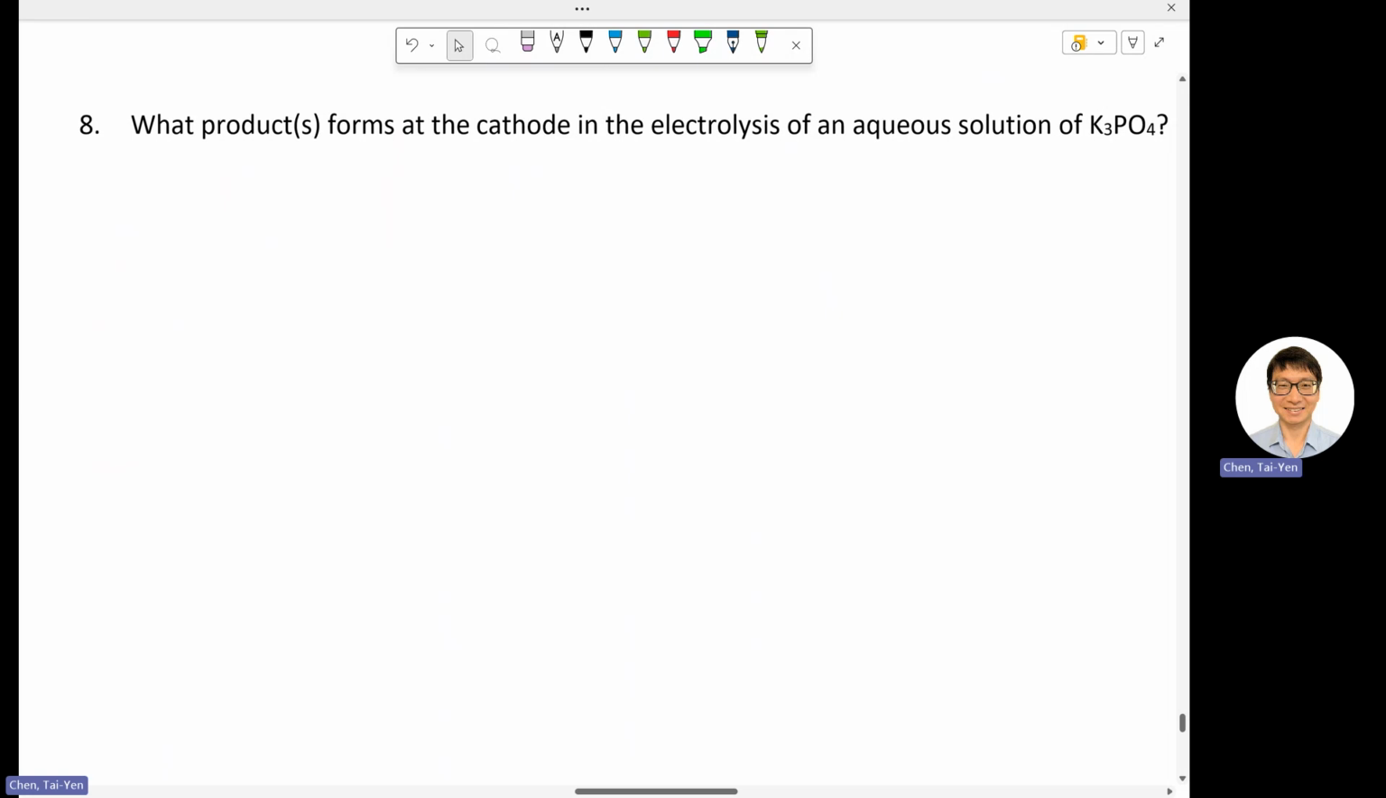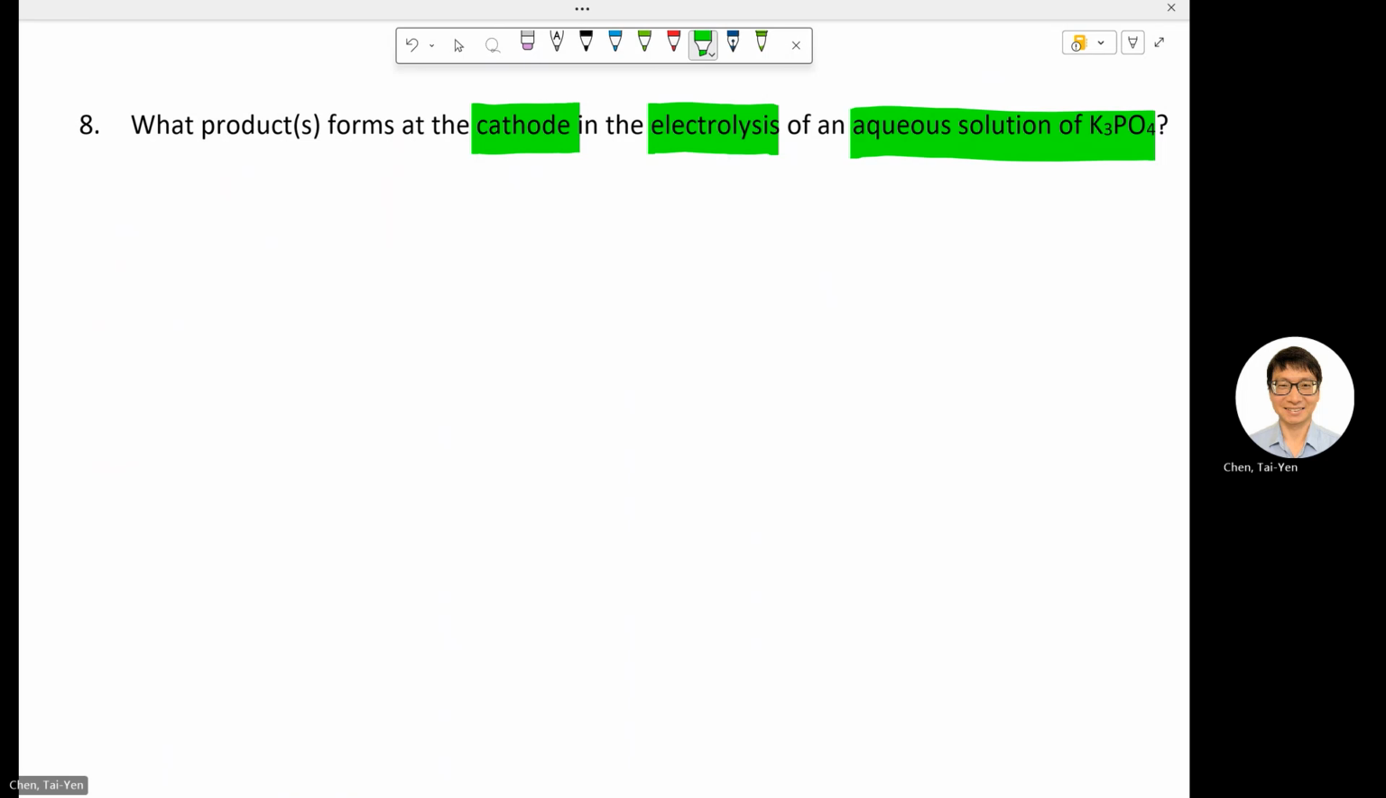Okay, so question number 8. It says, what product forms at the cathode in the electrolysis of aqueous solution of K3PO4? Okay, what are the keywords? Electrolysis is the first one. What else? Cathode, very good. Cathode is a keyword. And aqueous solution. Right?